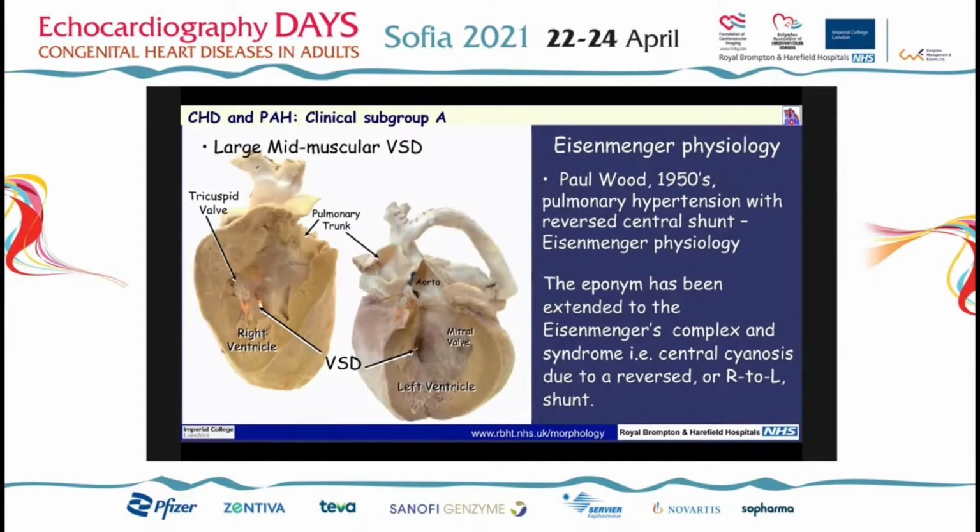cyanosis due to a reversed or right-to-left shunt. And this is an example from our museum showing a large mid-muscular ventricular septal defect in right ventricular view and a left ventricular view. Note the very, very thick-walled right ventricle.